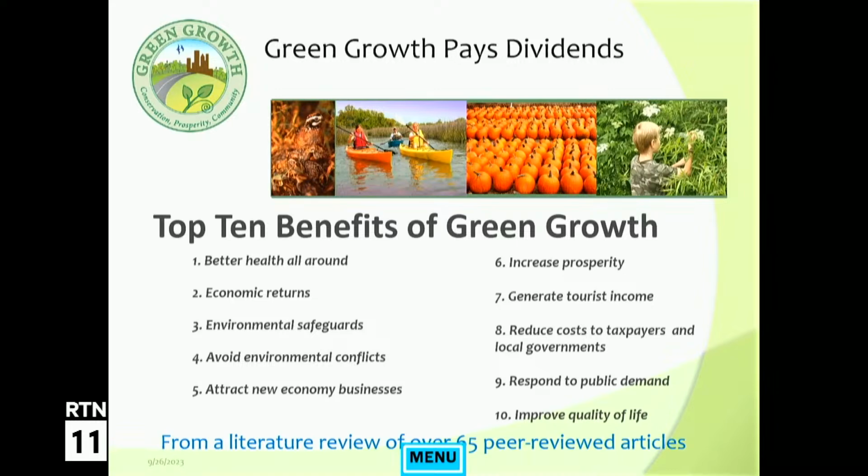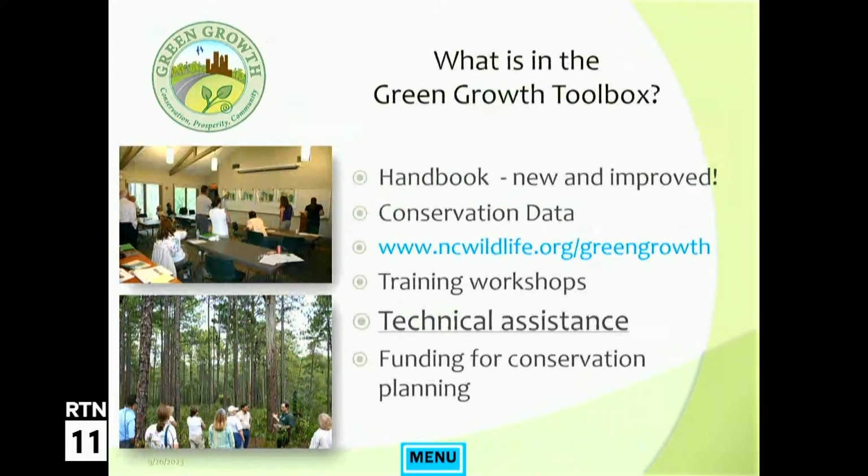So you'll find all that information in chapter 1 of our handbook, which we have a set of resources. So what's in the Green Growth Toolbox is a handbook, which is really tailored towards land use planners, but hopefully it's accessible that anybody could read it and pick it up and understand how to use the tools of land use planning to get better conservation outcomes for your community. We also have a recommended set of conservation data that we share and interpret for land use planners and other interested parties and how to use that in land use planning. We have a website, obviously, where you can get all that information.